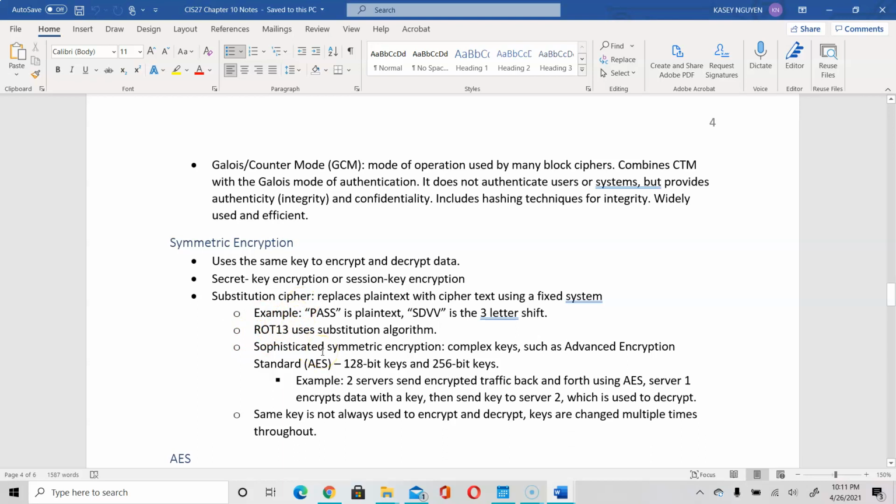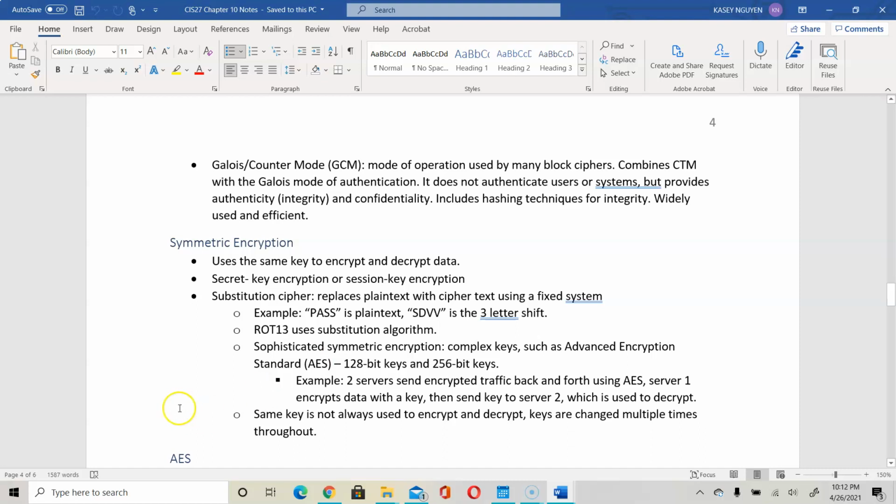So sophisticated symmetric encryption would have complex keys, such as your Advanced Encryption Standard, which is your AES. It uses 128-bit keys or 256-bit keys. So the example for this would be 2 servers that would send encrypted traffic back and forth using AES. Server 1 encrypts the data with a key, then sends the key to server 2, which is then used to decrypt. The same key is not always used in encryption and decryption in some scenarios, but keys could be changed multiple times throughout.